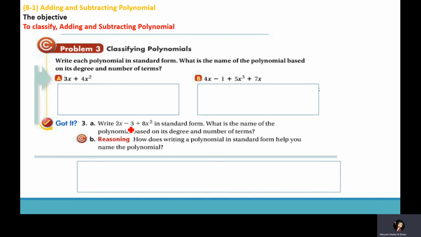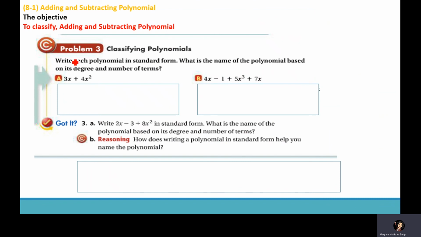For this lesson, I will give you until here because I want you to study the lesson step by step. Write each polynomial in standard form, and give the name of the polynomial based on the degree and number of terms.